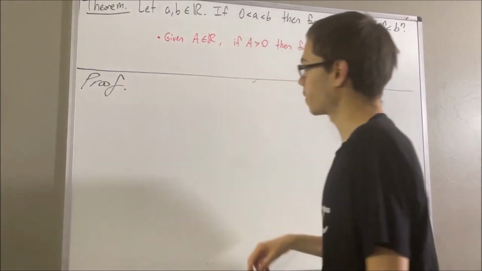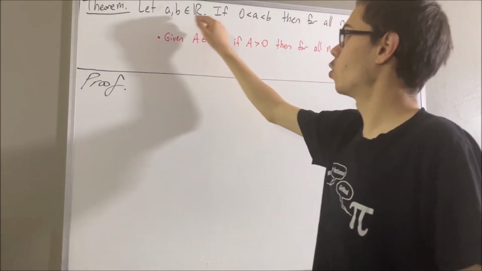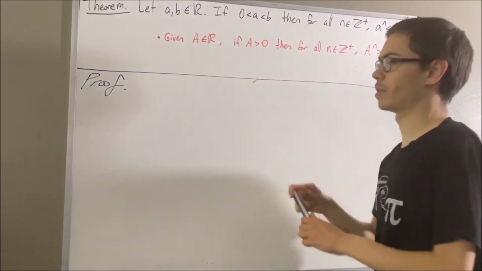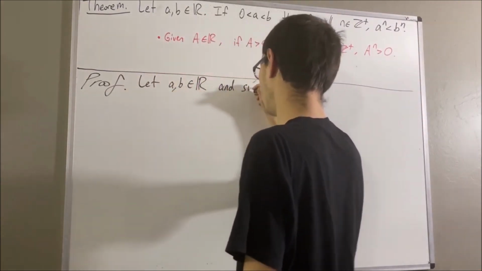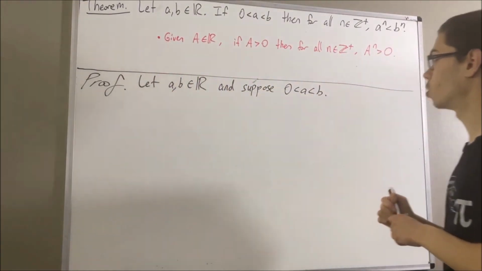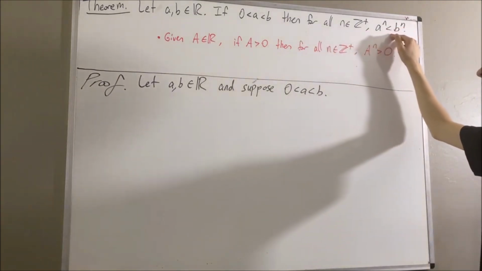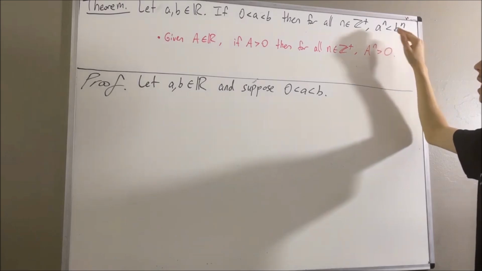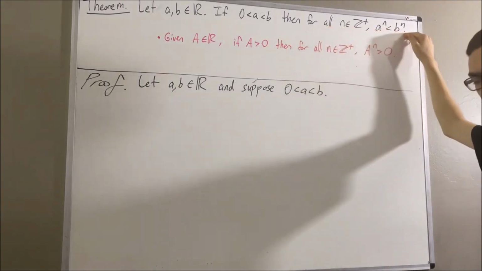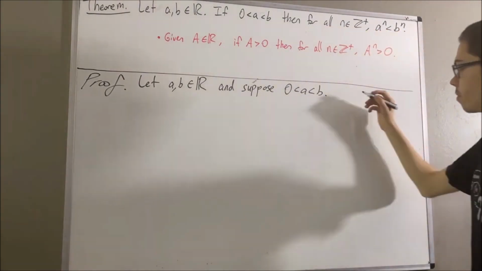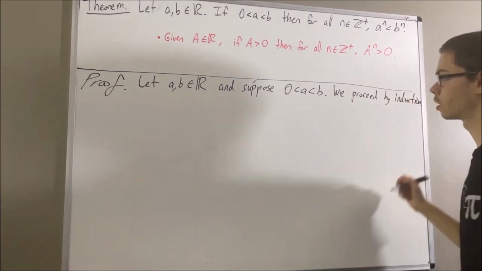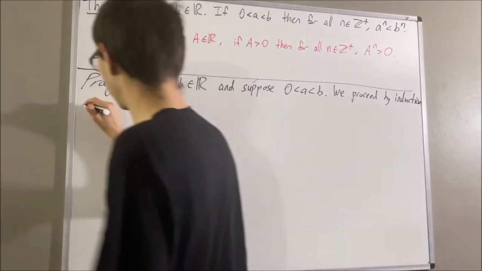To start out the proof, let's give ourselves two real numbers, a and b, where 0 is less than a is less than b. And our goal is to show that for all positive integers n, a to the power of n is less than b to the power of n. And since we're trying to prove a statement about all positive integers, we are going to use induction. And so let's start with the base case.